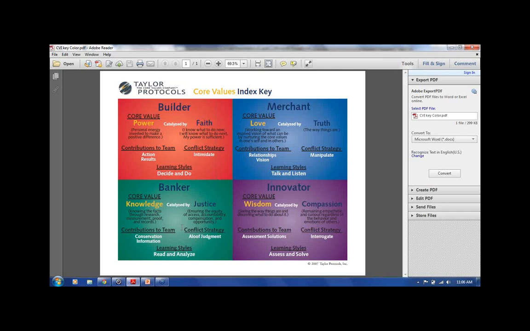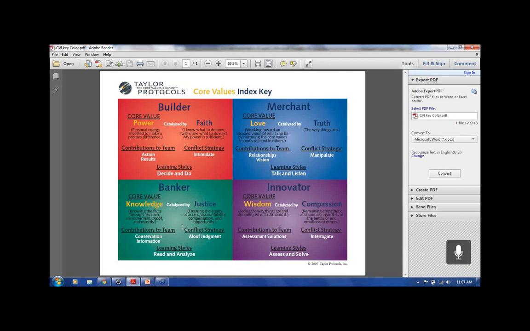Now, the second value, which is love, is catalyzed by truth. Truth meaning, and I don't like the way they say the way things are here, truth is your truth. What's your truth? What do you feel is the truth here? Or what do you know to be the truth? Or what's the truth for you? It's also what's the truth for other people. So merchants, just as they like to honor the values in others and have their values honored, they also honor the truth that other people have and honor the truth in themselves.